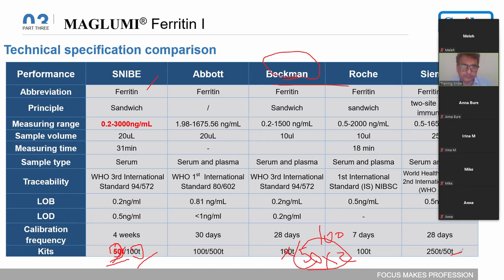So there are two terminologies we can use. I can write here: there are two terminologies, test size and kit size, right?